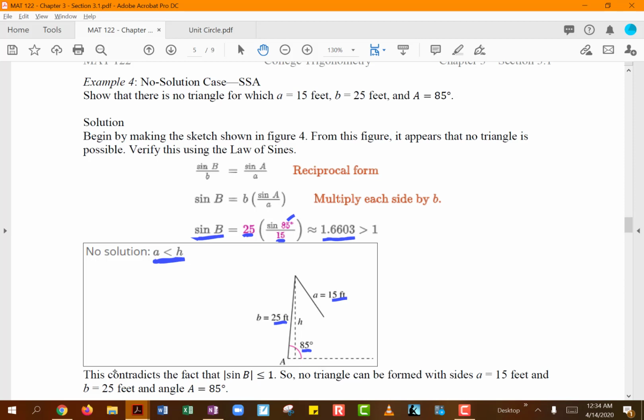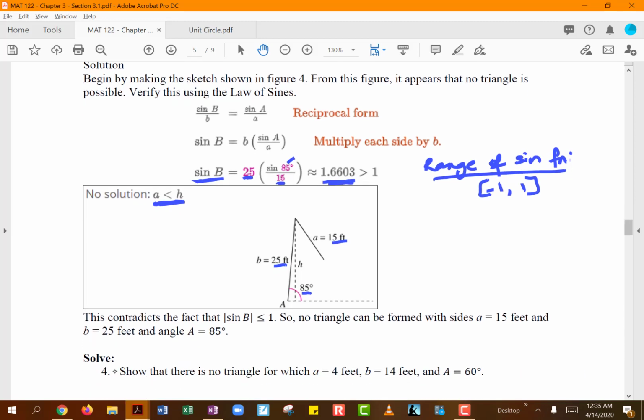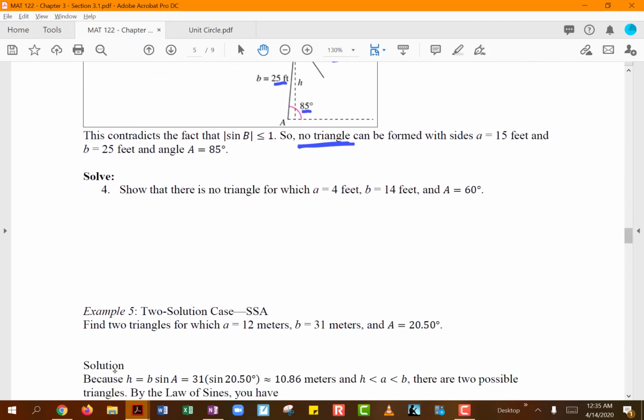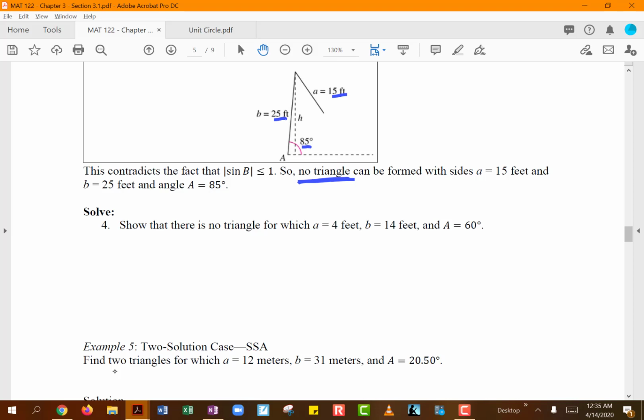So when we put this in our calculator, you end up getting the value of sine B as 1.6603. Now you have to remember here that sine only goes from -1 to +1, because that's the range of the sine function. And obviously you can see this number is greater than 1. So this is falling outside of the range of the sine function. So that's why you are going to have no triangle with these conditions that are given to you. So we cannot solve this triangle. There's no solution.